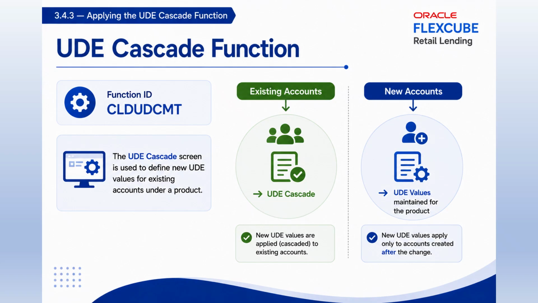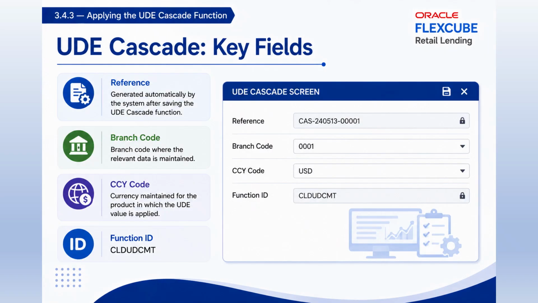UDE Cascade Function. The UDE Cascade screen is used to define new UDE values for existing accounts under a product. The function ID is called up. The cascade process applies the changed UDE values to existing accounts. New accounts created under the product continue to pick up UDE values according to the specifications maintained in the UDE Values screen.